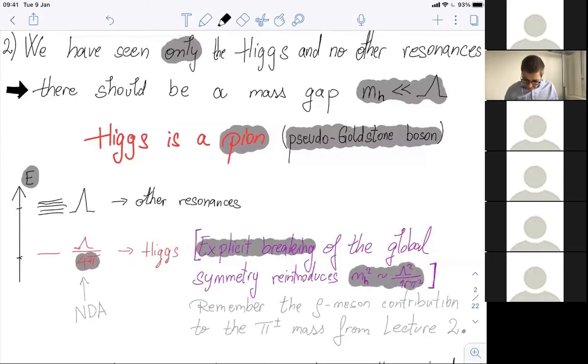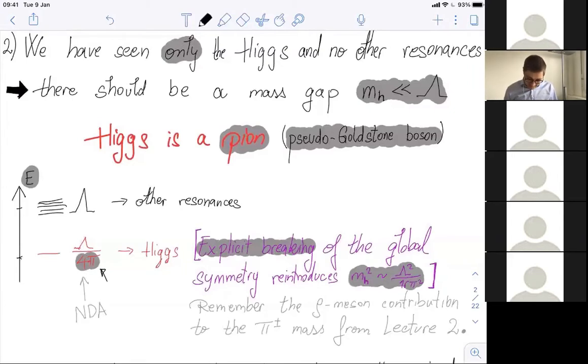And naively, you would expect those to be proportional to the cutoff scale, which is the composite scale, the scale of the resonances, over 16 pi squared. So it's a radiatively generated contribution. This is the reason why I expect naively to have the Higgs to be 4 pi below the spectrum of other resonances. Of course, there are several contributions to the Higgs mass, so there could be tunings, etc. But this is just a naive expectation.